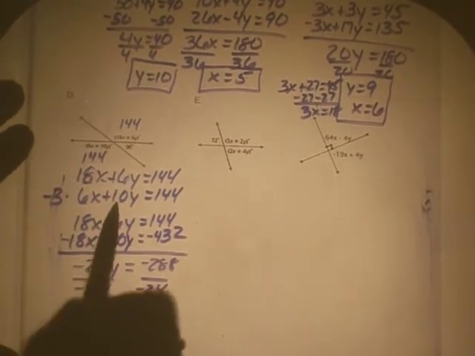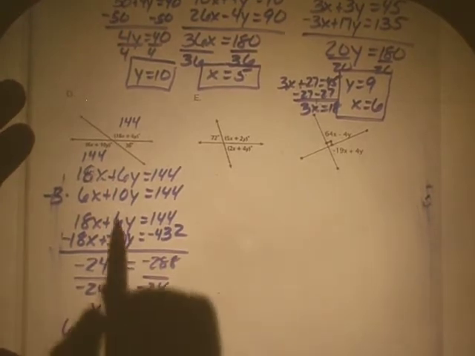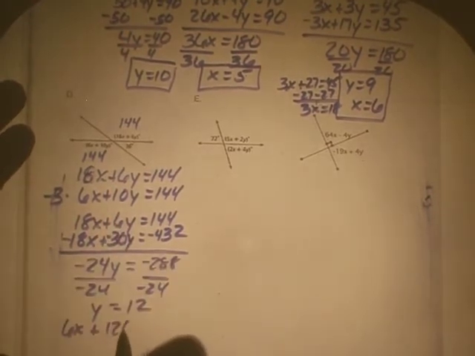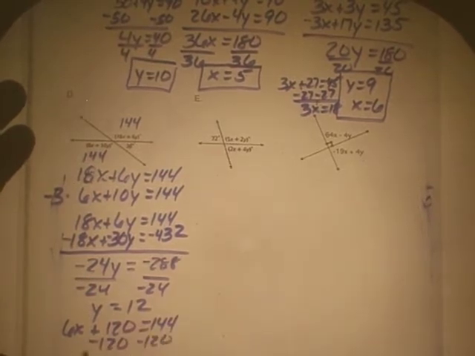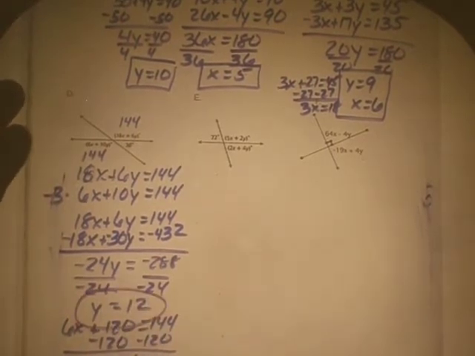I'm going to substitute that back into the second equation. 6x, 10 times 12 is 120, equals 144. And when we subtract 120 from both sides, we have 6x equals 24, so x will equal 4.